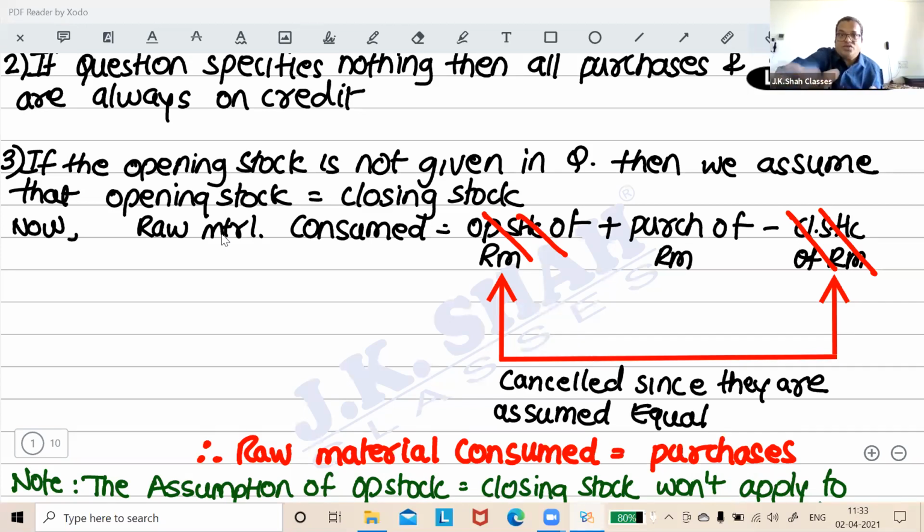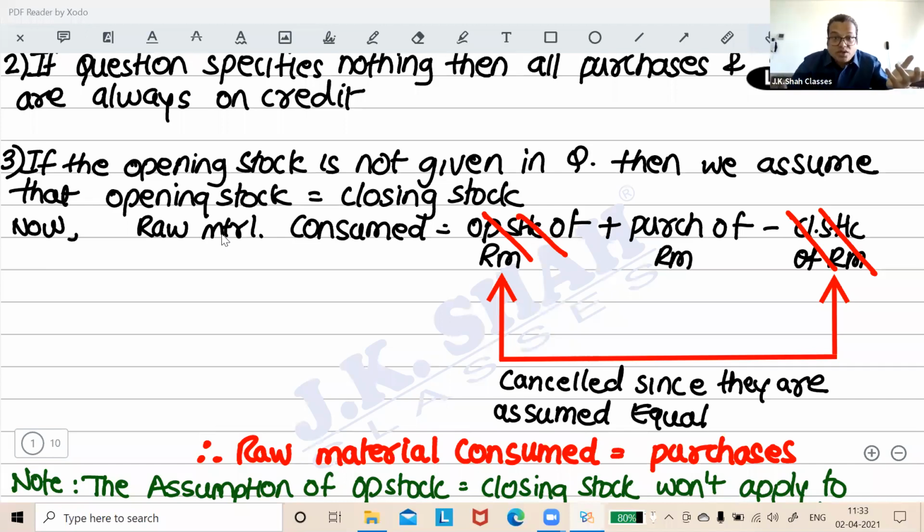So we know this equation of raw material consumed. Raw material consumed is equal to what? Opening stock of raw material plus purchases minus closing stock of raw material. Right? We all know this equation. But with our assumption that opening stock is equal to closing stock, it would get cancelled. They are assumed equal. See, written below that red arrow.